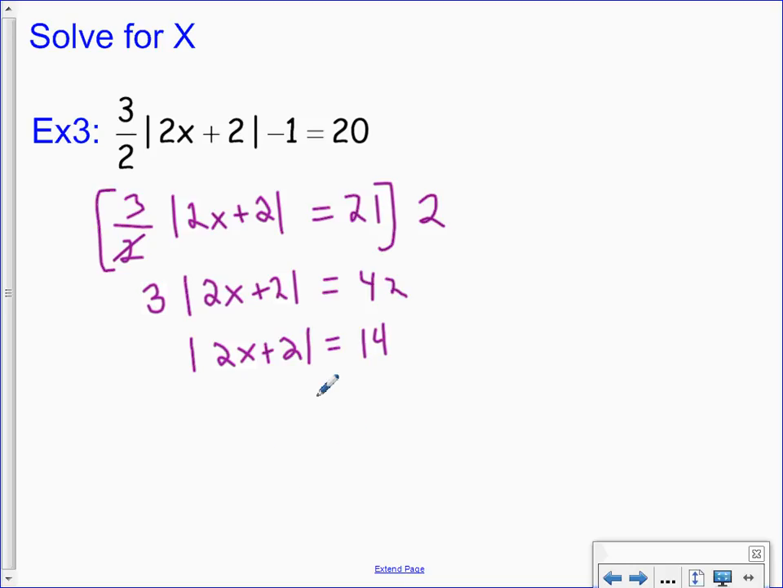And this is where we break it up. x plus 2 is 14, or x plus 2 is negative 14.